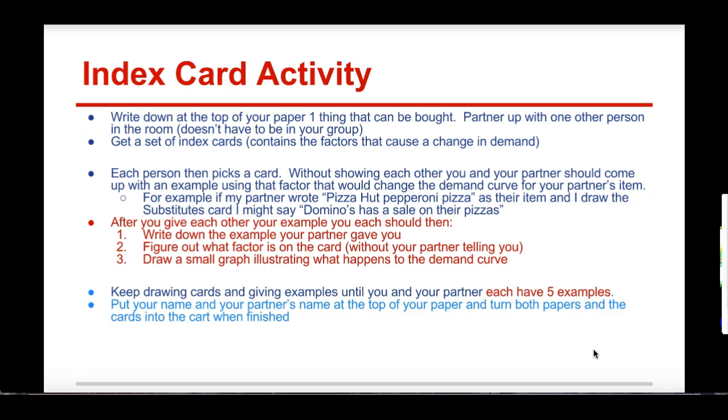Okay? So I would encourage the sub to pause this part of the video and freeze it on the screen, so that you have your instructions to look at. But make sure that you get a set of index cards from the sub, find a partner, and then make sure you write down the 1, 2, and 3 for each of the examples.